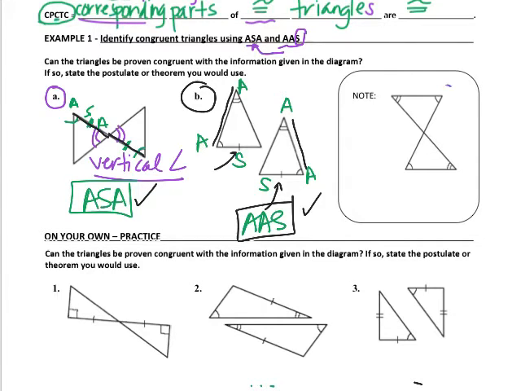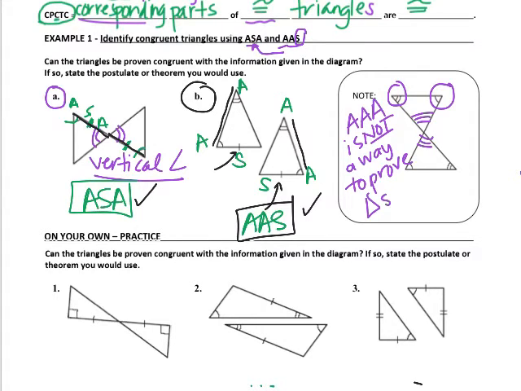is if you see here we have a single arc, a double arc, and I could put three arcs right here because the vertical angles are congruent. We know that. However, AAA, just like AAA, maybe like your parents have as a car insurance, is not a way to prove triangles congruent. Okay, so AAA is not a way to prove triangles congruent.